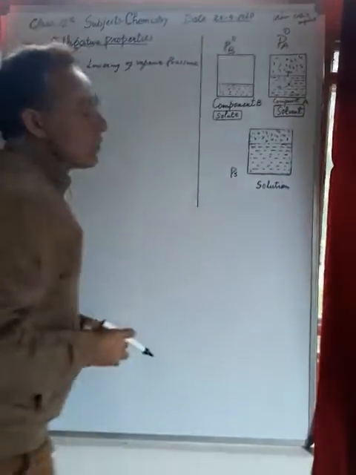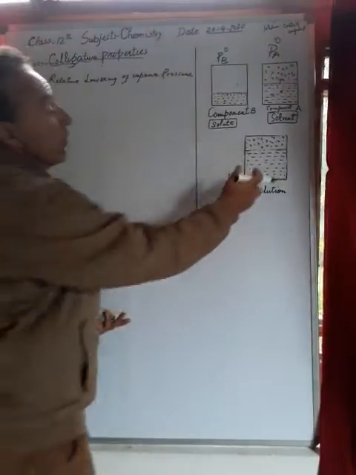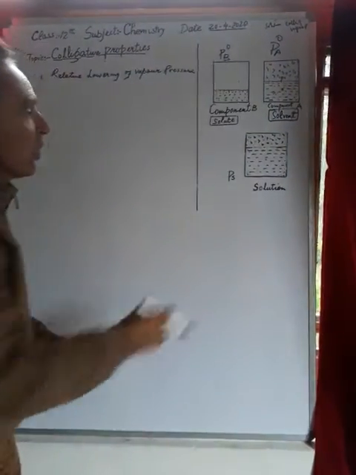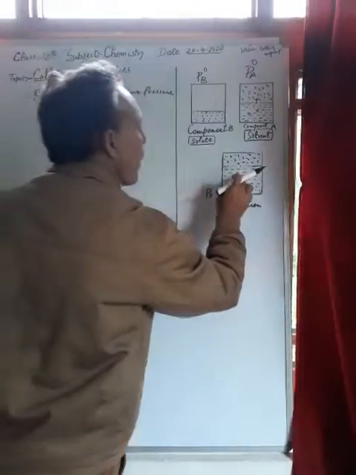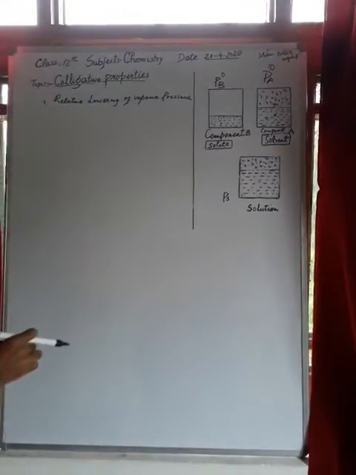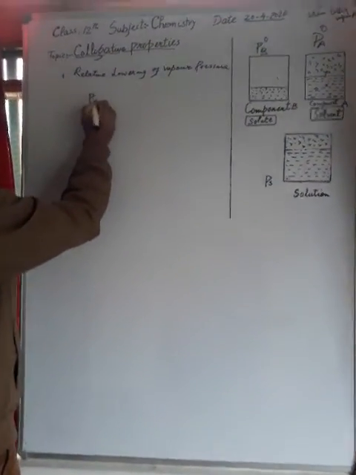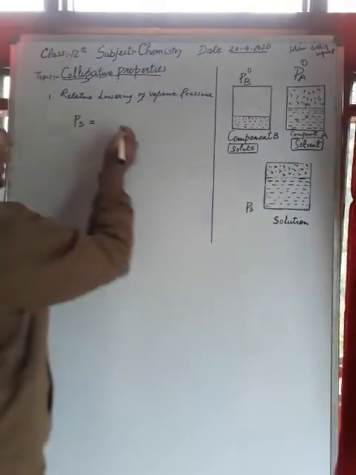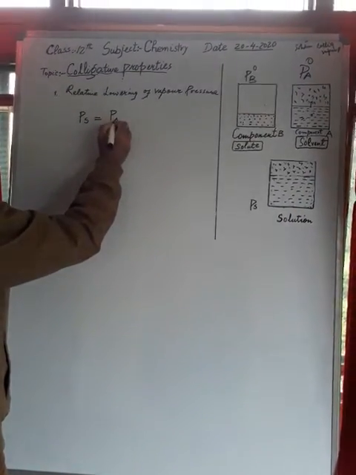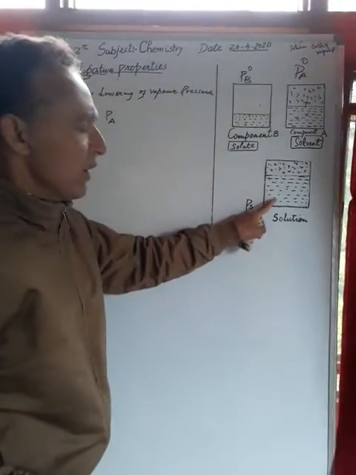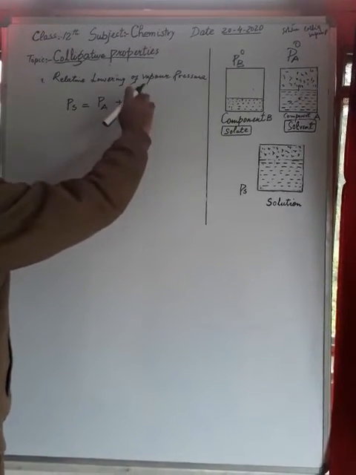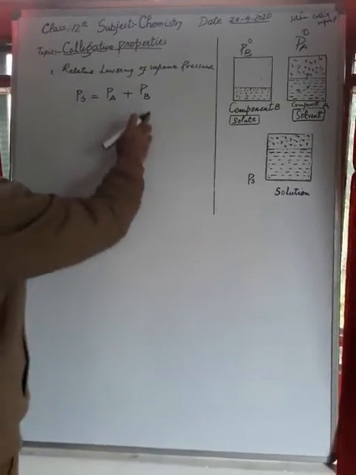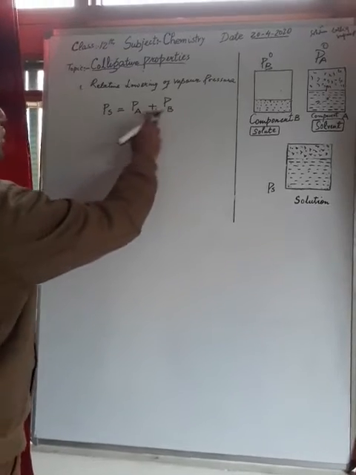And now we are forming the solution. We are mixing the two components and forming the solution. What is a solution? It is a homogeneous mixture of these two components. One is the solvent, another is the solute. And we now calculate the vapor pressure of this solution. According to Raoult's law, the vapor pressure of the solution, which we denote by Ps, will be equal to the vapor pressure of component A, that is the solvent, plus the vapor pressure of component B, which we are taking in smaller quantity, that is the solute. So remember, we are mentioning B as solute and A as the solvent.